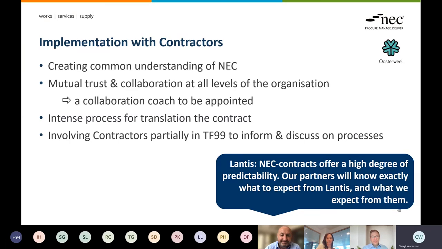We're going to appoint a collaboration coach in order to have this mindset of collaboration on all the levels of the organization. And as I mentioned, we have the task force within our organization. We're also involving the contractors in this task force in order to discuss the processes that we are elaborating. And the last quote is from the Lantis side.